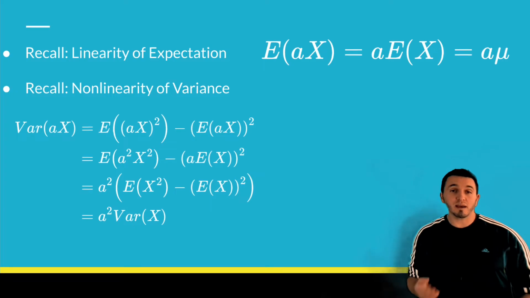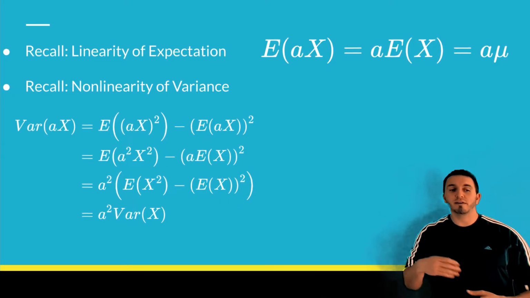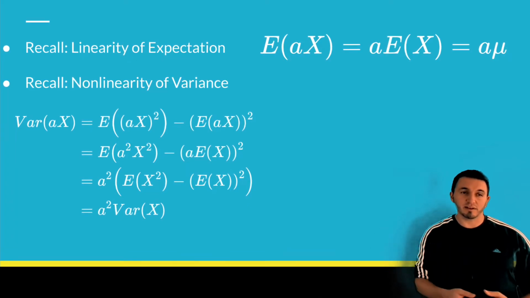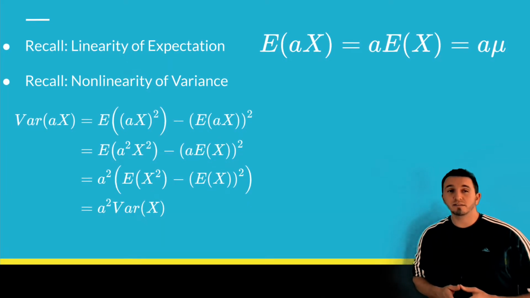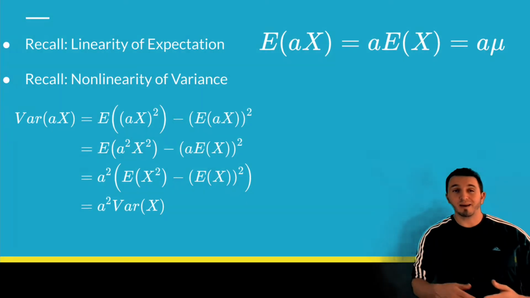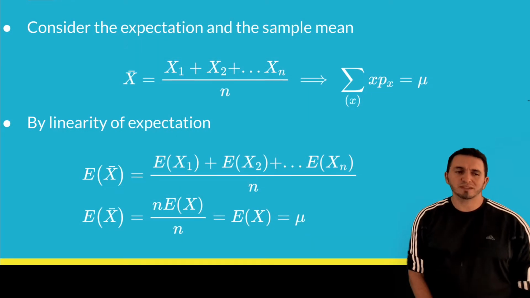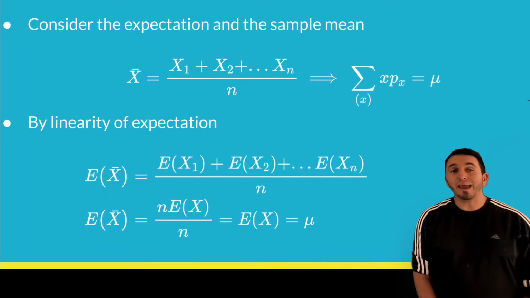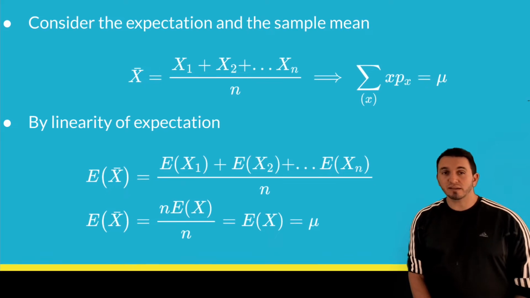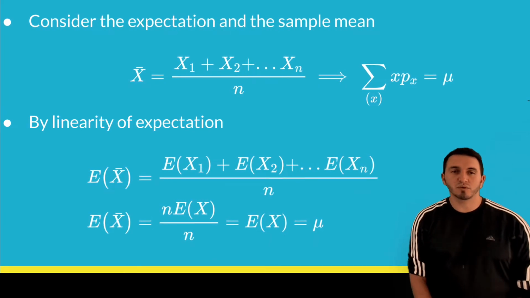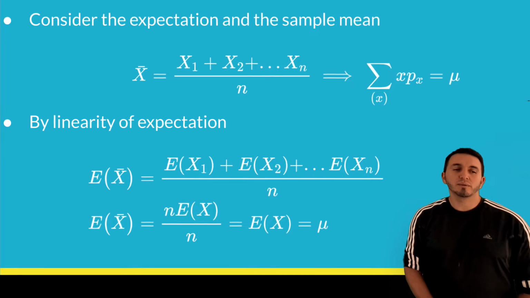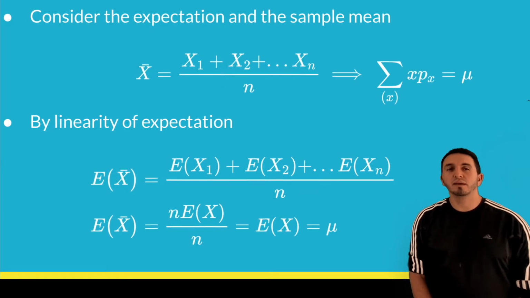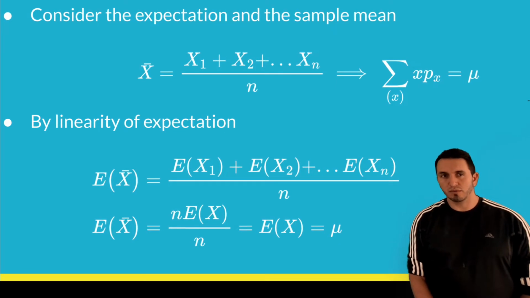Variance of ax is going to be a squared variance of x. So it's important for us to recall that that value gets squared, and that's why the variance of the total divided by n is shrinking. Well, what's the expectation of this random variable x bar? It's just going to be n times expectation of x divided by n, which is just going to be expectation of x, or mu. So we can say that's good. We realize that the expected value for the sample mean is mu.